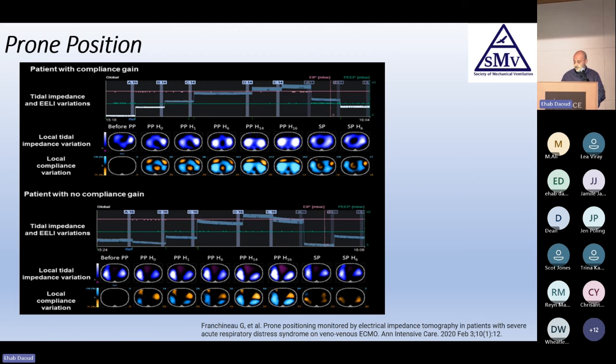It's not helping him or whatever. So do I need to keep him prone for another 16, 18 hours if his lung didn't respond or didn't recruit?